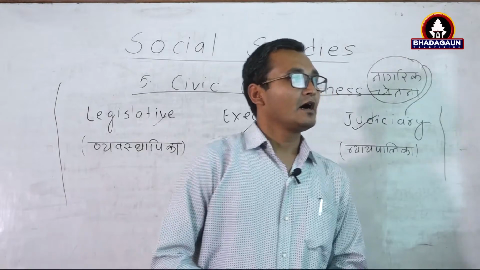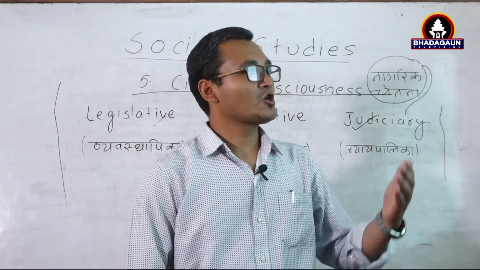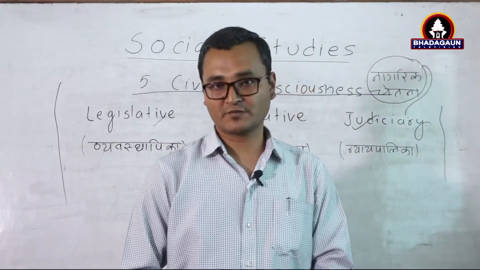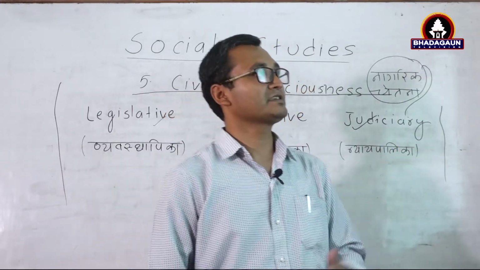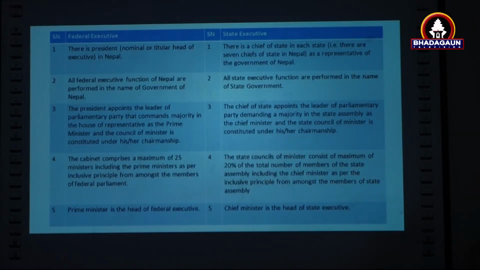It means 15 दिन भनेपछि 15 दिनभित्र सभामुख र उपसभामुख ती सभासदहरू बीचबाट नै चयन हुनुपर्छ, निर्वाचित हुनुपर्छ भनेर हामी यसरी बुझ्न सक्छौं. And after this, the next page is also coming through here. And this is federal executive and state executive.